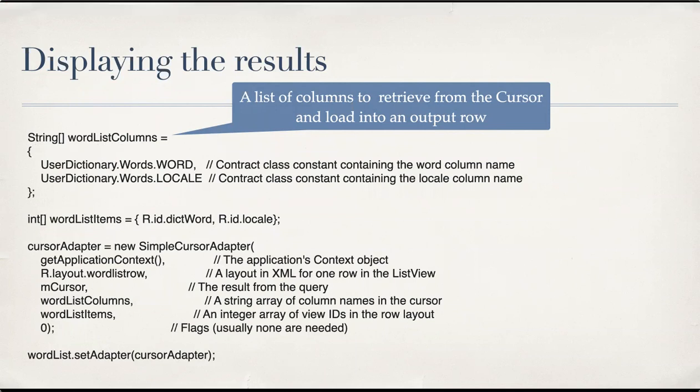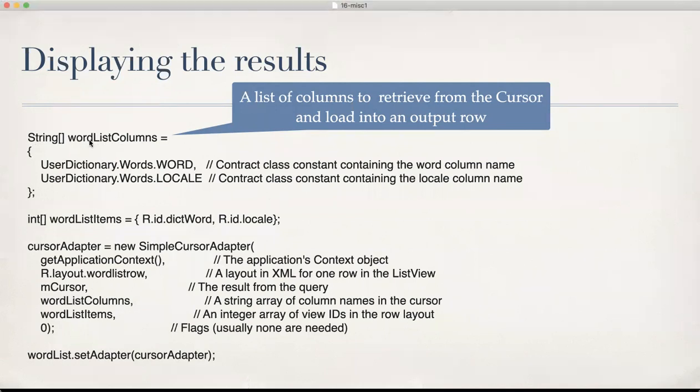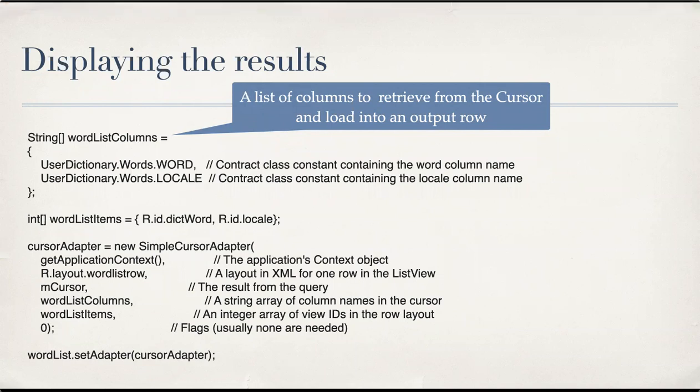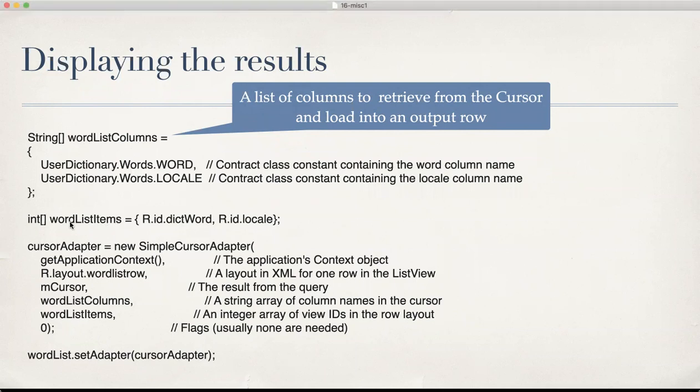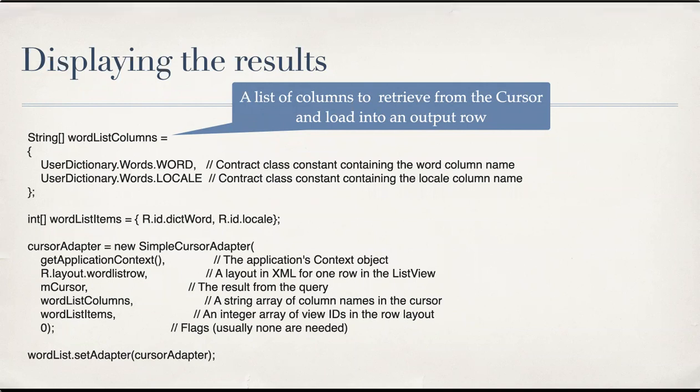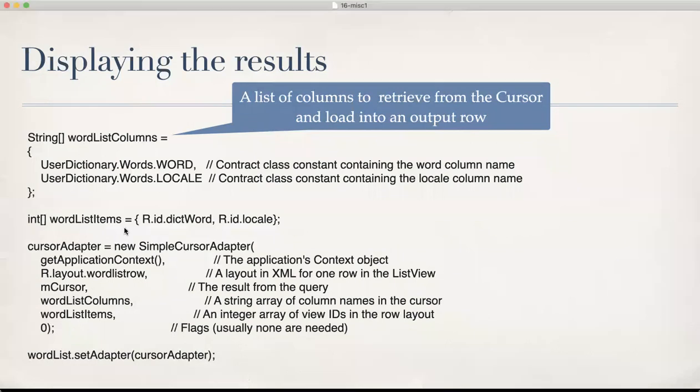Okay, so here you have a word list columns which has word and the locale. ID is not required here. I mean, you don't want to display the ID, right? Because the ID is an internal mechanism. Then you have a word list items, which is an array of the dictionary word and the locale and such information that would go on the UI. So these are the fields that you would populate.